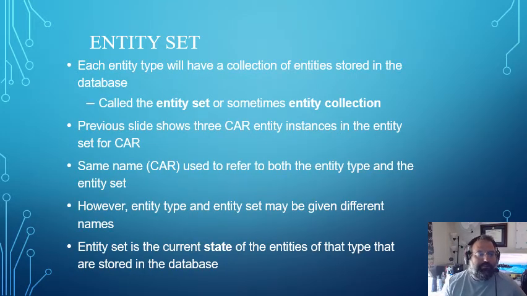Entity set: each entity type will have a collection of entities stored in the database called an entity set, sometimes called an entity collection. The previous slide shows 3 car entity instances in the entity set of car. The same name, car, is used to refer to both the entity type and the entity set. However, entity type and entity set may be given different names. Entity set is the current state of the entities of that type that are stored in the database.